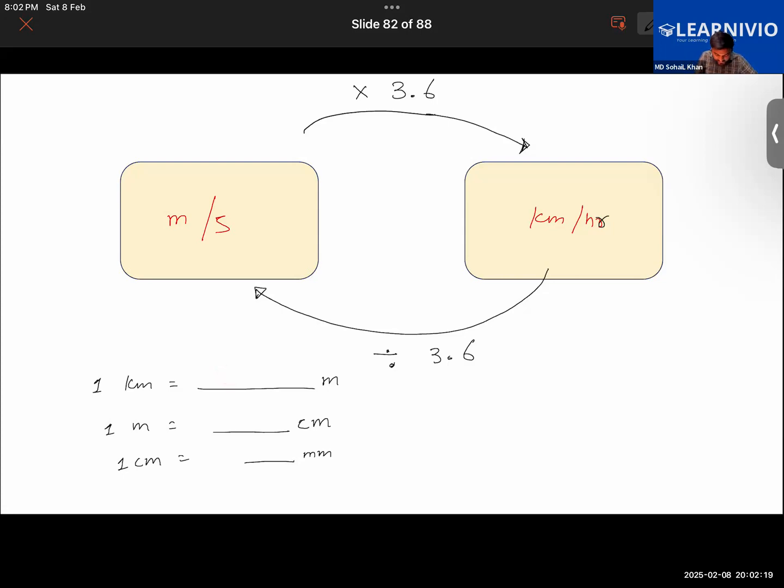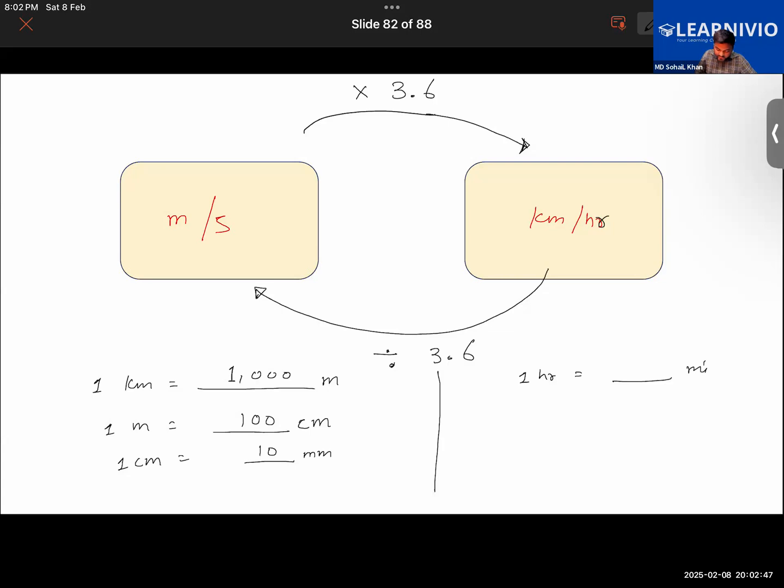See, it's simply 1000 meter. Okay, now both of you memorize these things. 1 kilometer equals 1,000 meter, and 1 meter equals 100 centimeter. And 1 centimeter equals 10 millimeter. As for the time, 1 hour simply equals how many seconds?